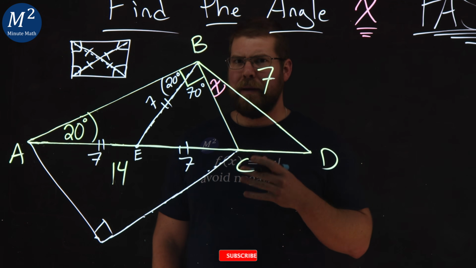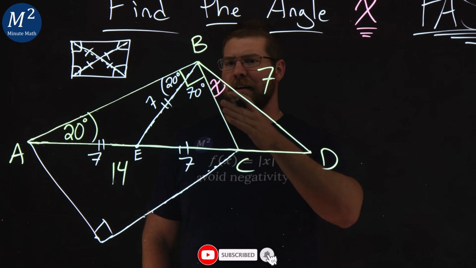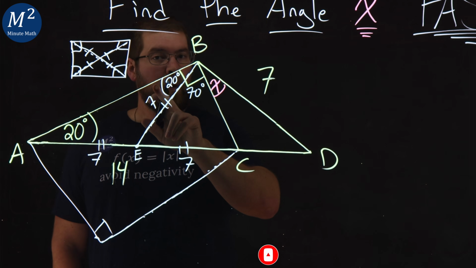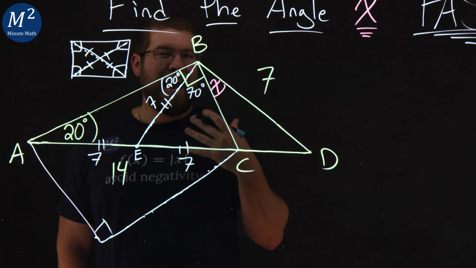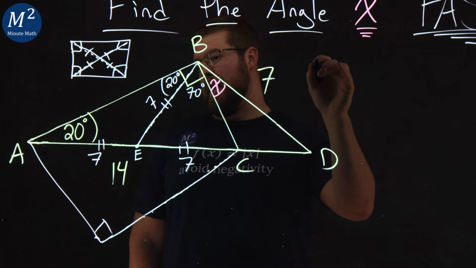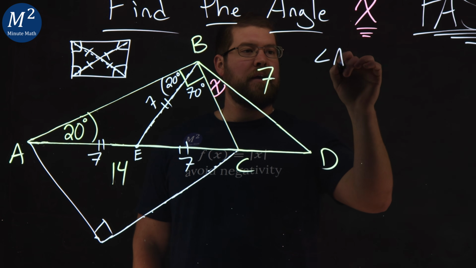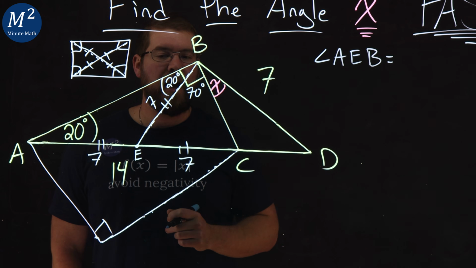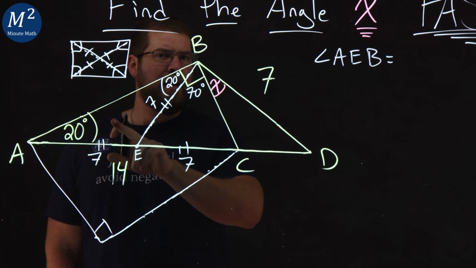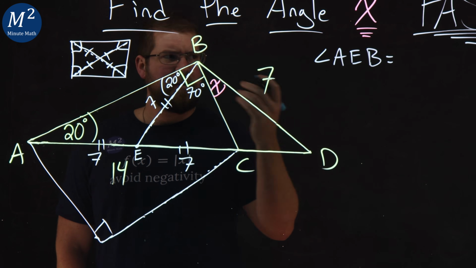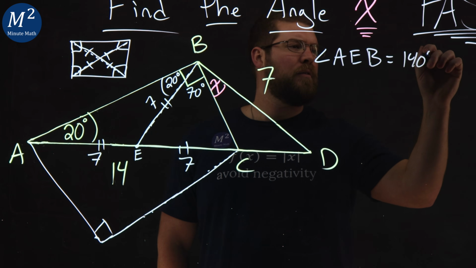Now let's keep finding some angle measurements as much as we can. If this is 20 and this is 20, we know all triangles have to add up to be 180 degrees. So we have angle AEB. Angle AEB has to add up to be 180 minus these two 20s, which is 40. So that's going to be 140 degrees.